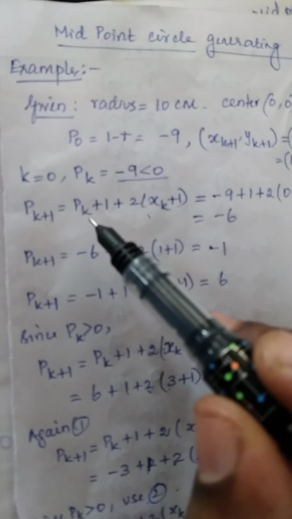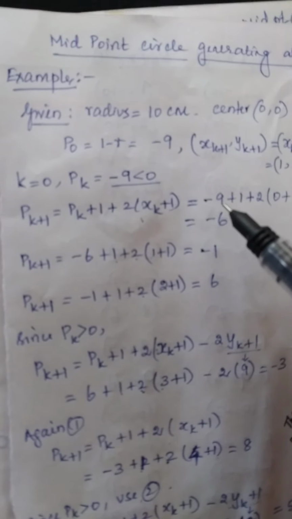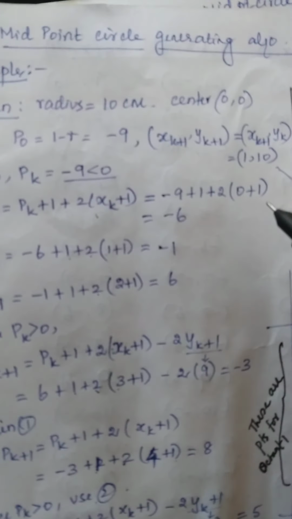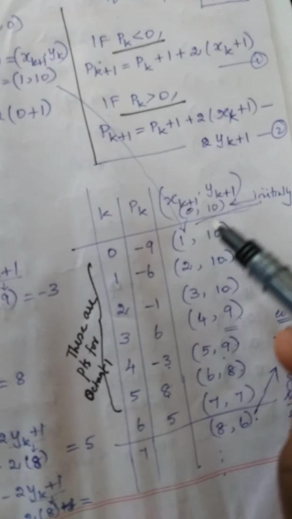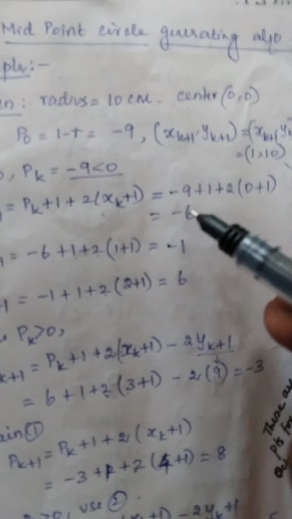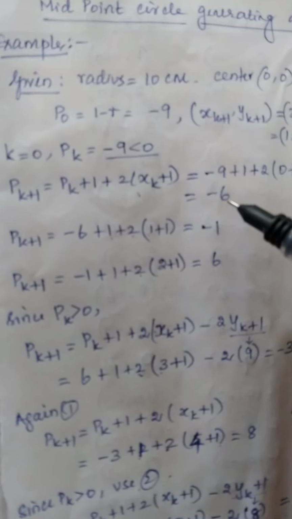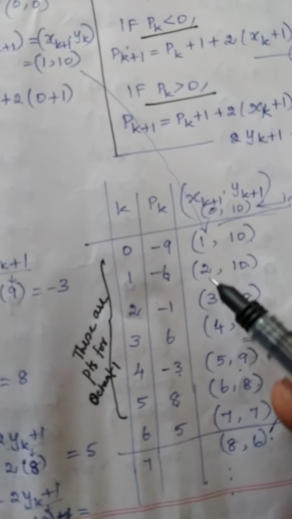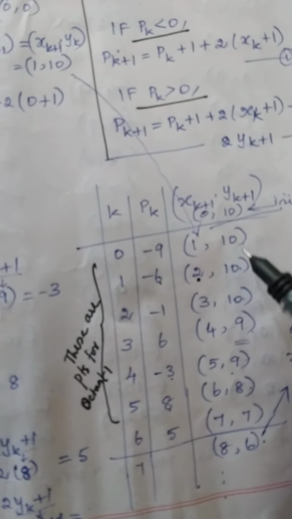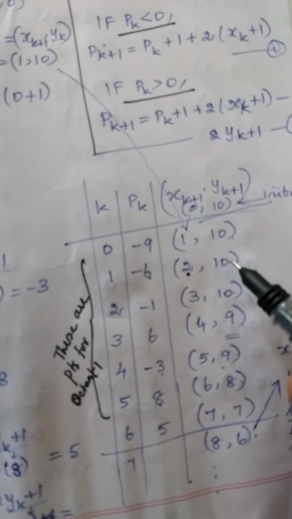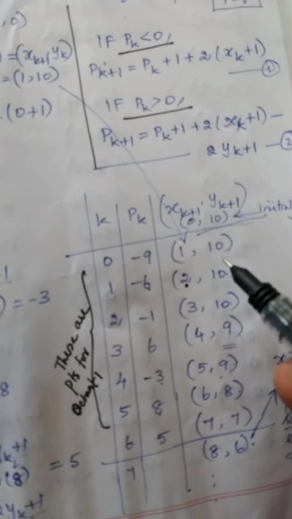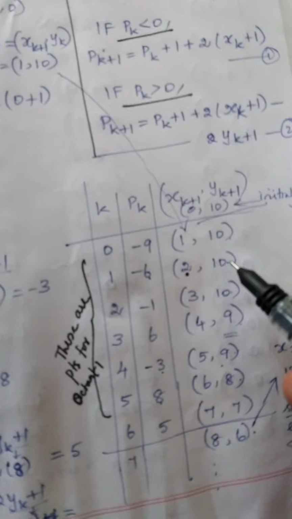So I am explaining the first one. pk is minus 9, so we are putting minus 9, and according to the formula, plus 1 plus 2 of xk plus 1. xk is 0 initially. So we are putting 0 plus 1, and after simplifying we are getting minus 6. So again pk value is minus 6, the x value is incremented and y value will remain the same. Only if pk is positive, y value starts decrementing. Otherwise, whichever value it had previously, it retains that.